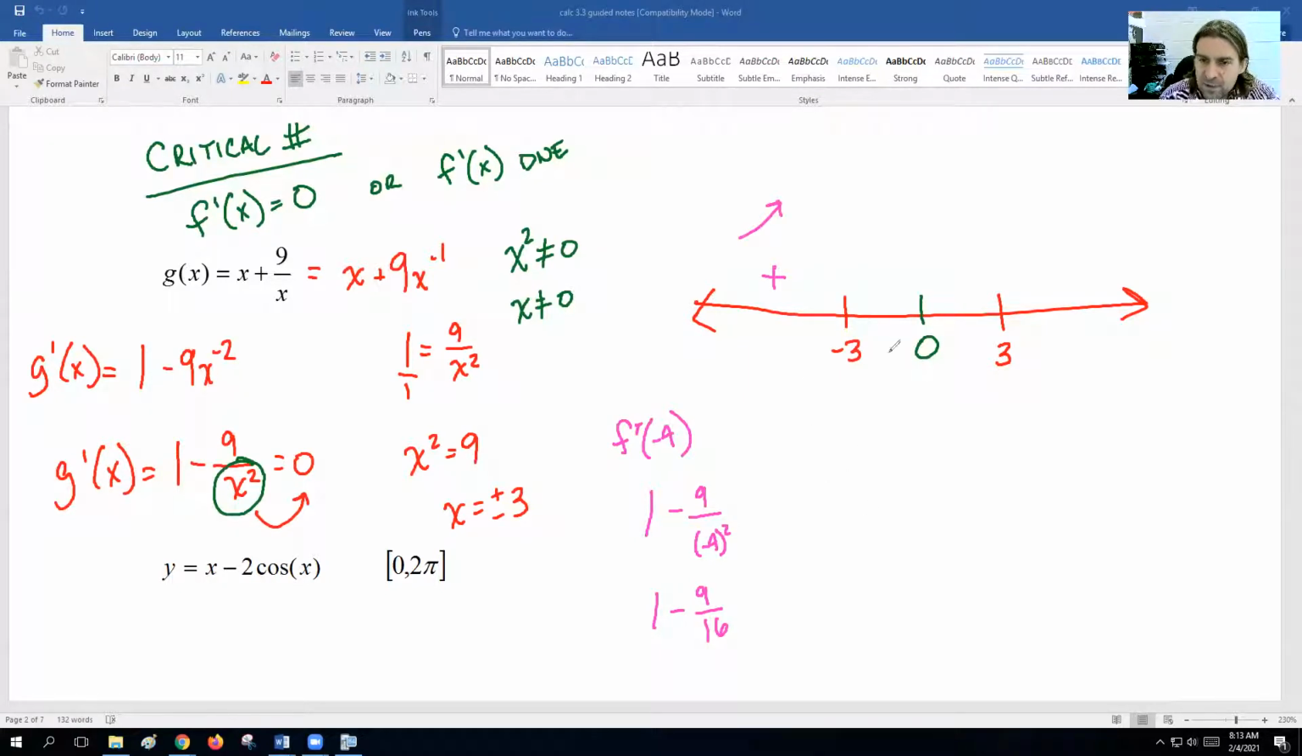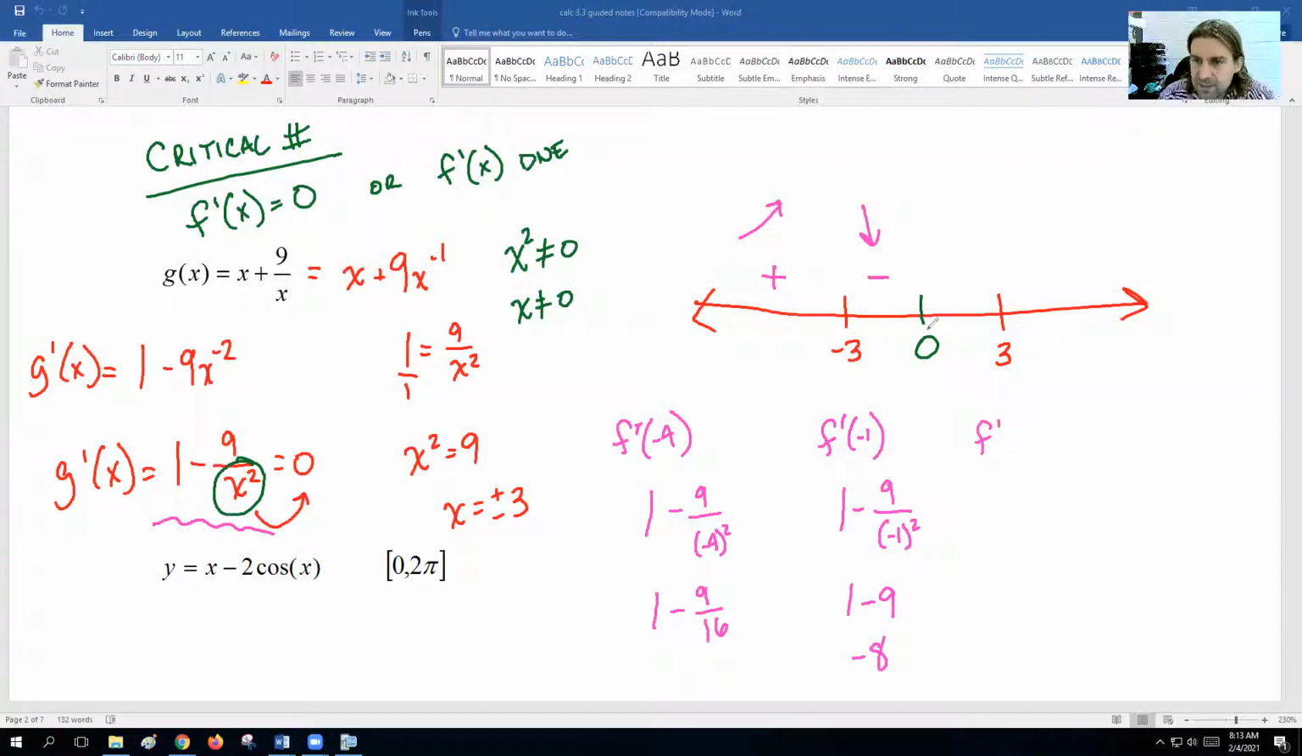All right, now let's pick a number in between -3 and 0. An easy number like that is -1. What's 1 minus 9 over -1 squared? We're just going back to the derivative here, plugging in numbers. So that'd be 1 minus 9, which is -8, so we got a negative number. That means the graph is going down. So it's going up and then switches to going down at -3.